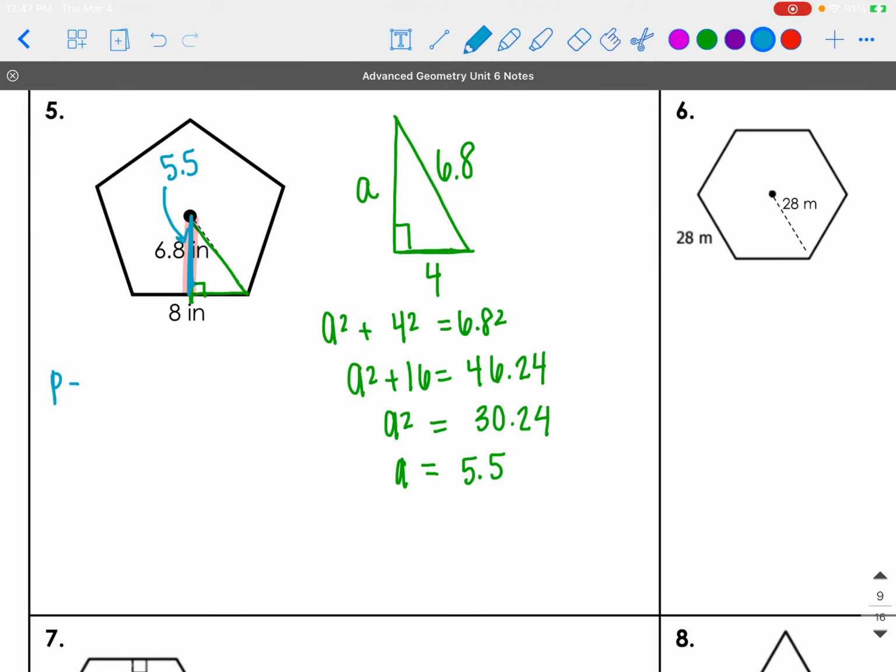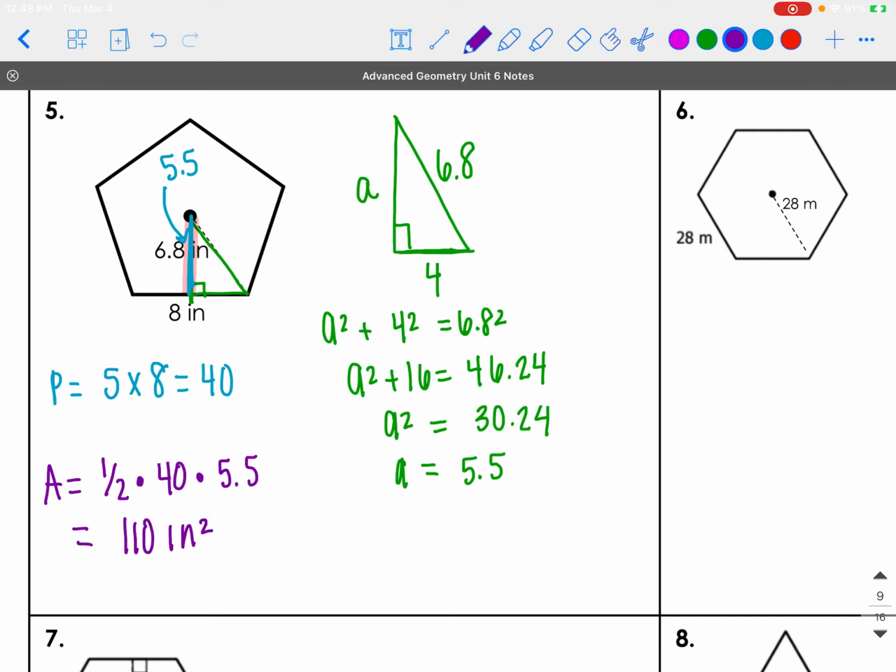Now I still need to know the perimeter. There's 5 sides. Each side is 8. So the perimeter is 40. And that gives me enough information to find the area. Half times the perimeter, 40, times the apothem we just found was 5.5. And when I multiply those, I get 110 inches squared.